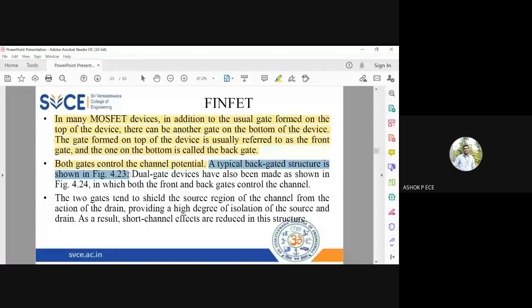Conventionally, MOSFETs are dual gate, but specifically, if I create one more terminal for the gate, then I call it a dual gate MOSFET. In dual gate devices, there is excellent control because I have two voltages available to control my drain current. The two gates tend to shield the source region from the action of the drain, providing a very high degree of isolation between the source and drain. As a result, short channel effects are reduced.